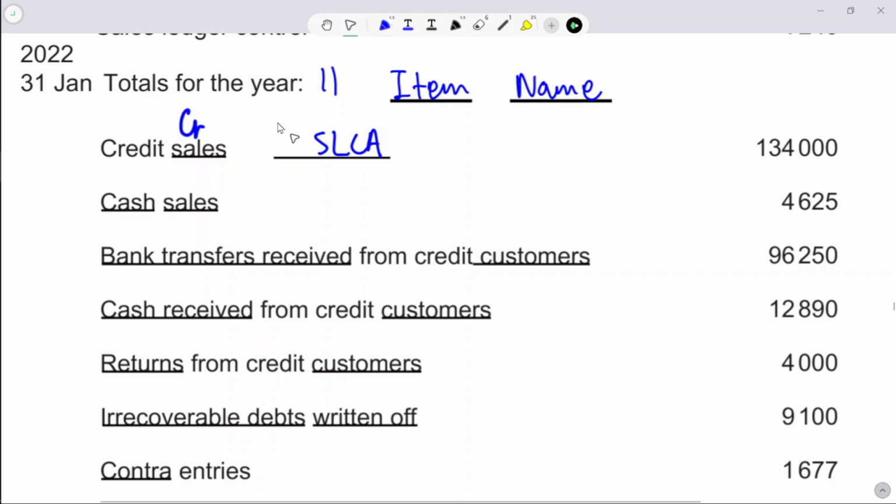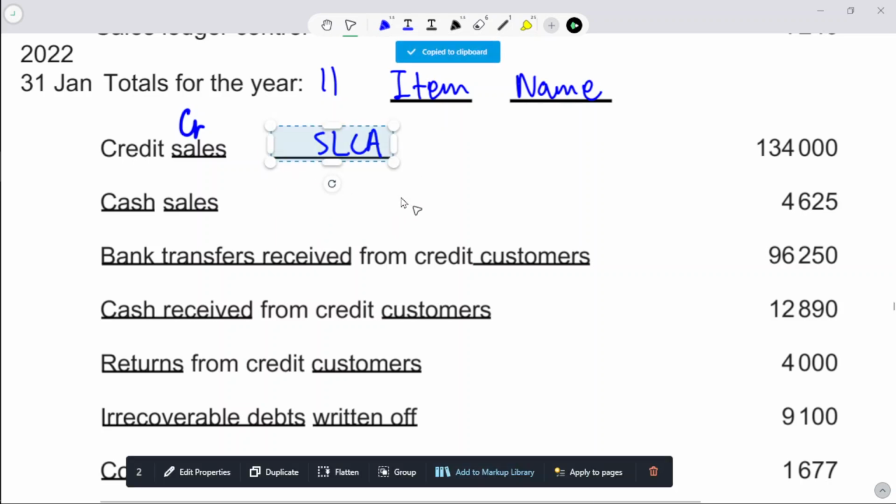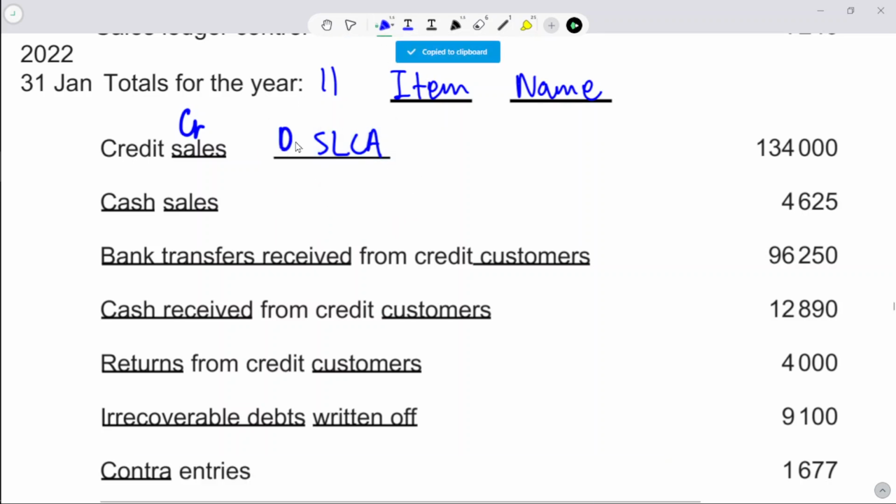Then cash sales, receive cash. So debit cash. Then this one credit sales. Cash is not SLCA, sales not SLCA. So remove.